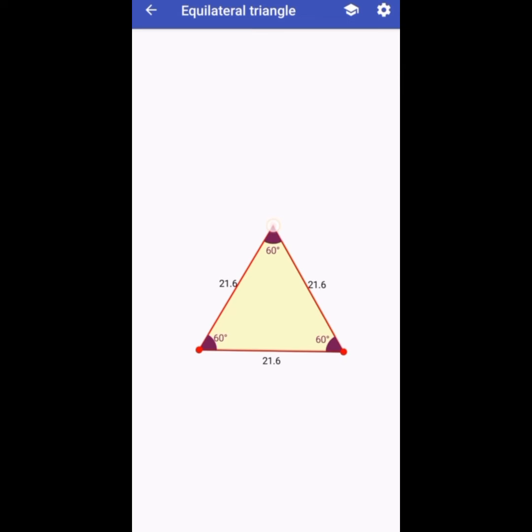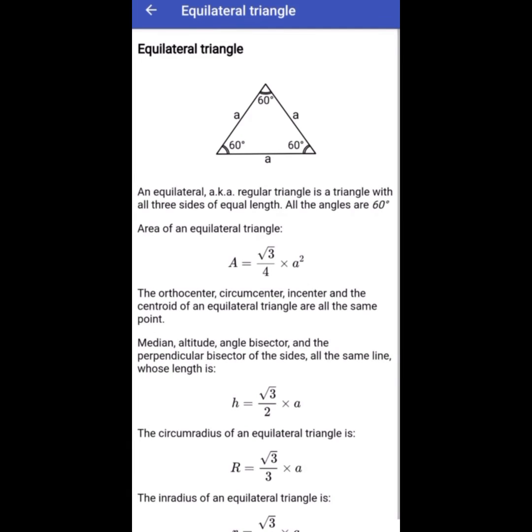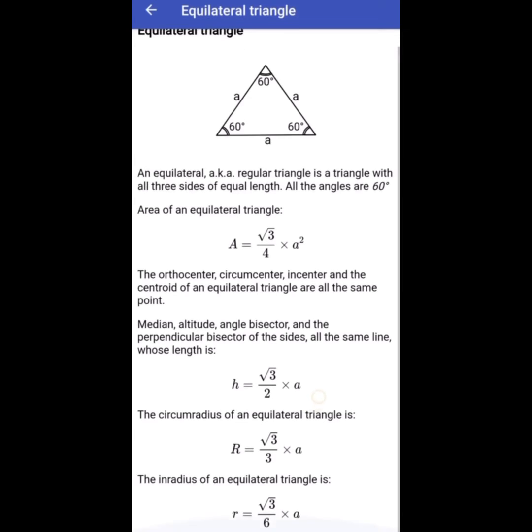Now it is the equilateral triangle. When we say equilateral triangle, also known as a regular triangle, it is a triangle with all three sides of equal length. All the angles are 60 degrees. The area of an equilateral triangle is equal to square root of 3 over 4 times a squared.